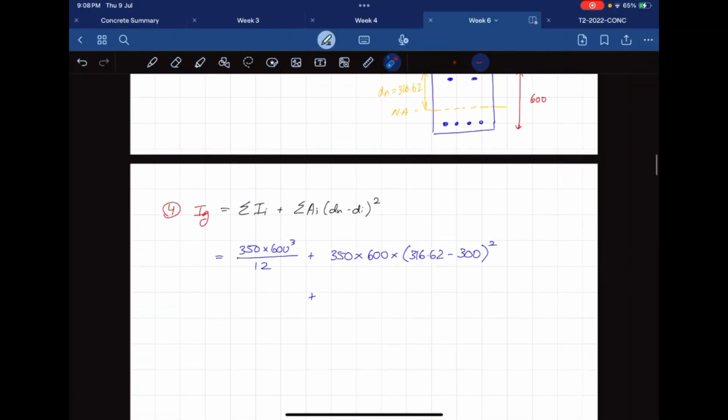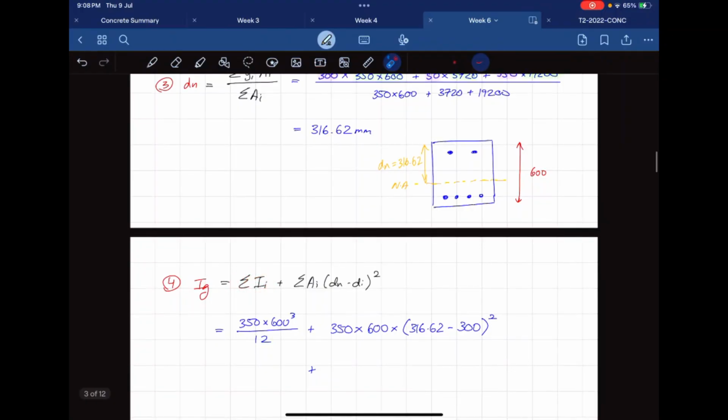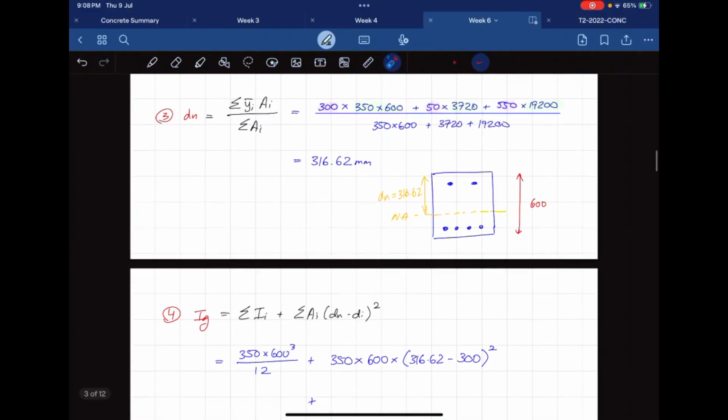Even though I said the steel reinforcement doesn't have any inertia, it doesn't matter, it's negligible.